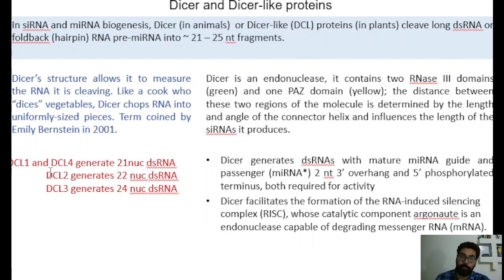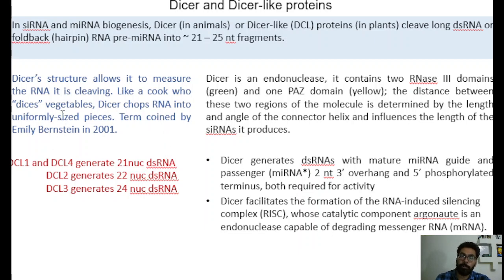So importantly, DCL1 and DCL4, if they are in action, will generate 21 nucleotide double-stranded RNA, whereas DCL2 generates 22 nucleotide double-stranded RNA and DCL3 generates 24 nucleotide double-stranded RNA. So based upon the participation of different DCLs, they will perform different types of chopping and produce different length double-stranded RNAs. Okay, so how did the dicer term come?